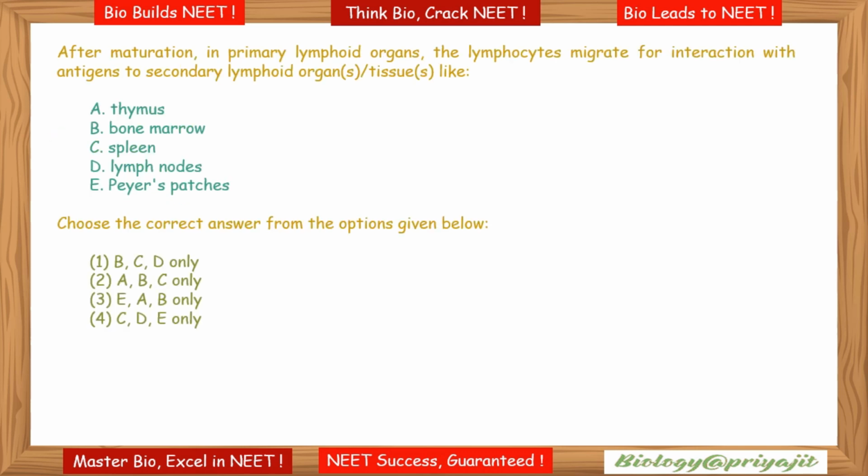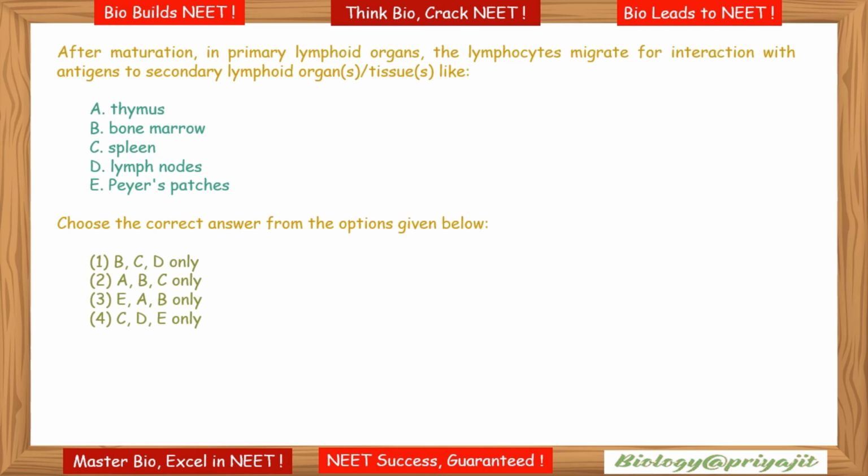After maturation in primary lymphoid organs, the lymphocytes migrate for interaction with antigens to secondary lymphoid organs or tissues like thymus, bone marrow, spleen, lymph nodes, Peyer's patches. Fundamentally, primary lymphoid organs include bone marrow and thymus, which are the sites where immature lymphocytes differentiate into antigen-sensitive lymphocytes. After maturation, lymphocytes migrate to secondary lymphoid organs like spleen, lymph nodes, tonsils, Peyer's patches, which are located in the small intestine, and appendix, which are the sites of antigen-lymphocyte interaction.